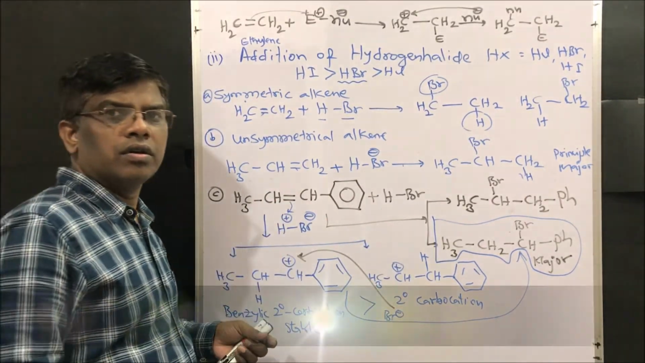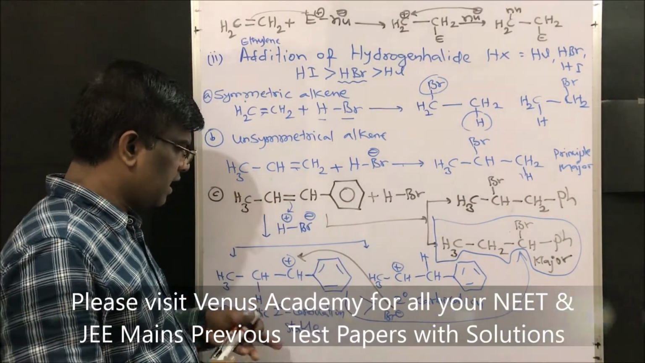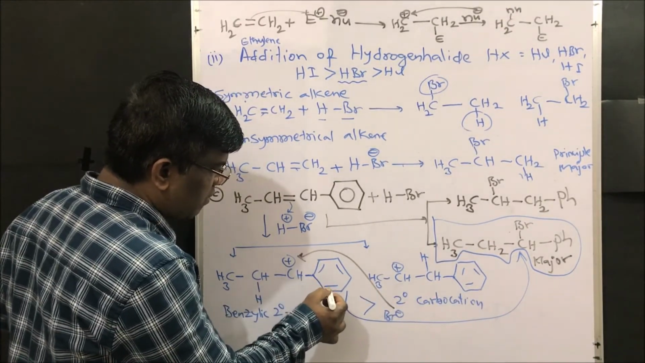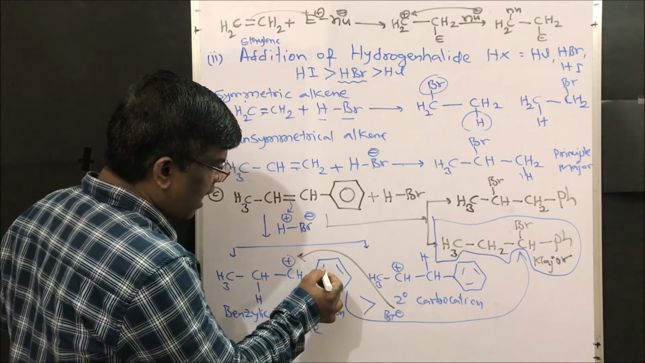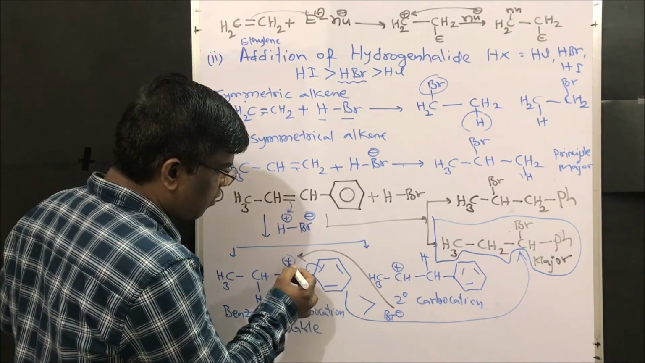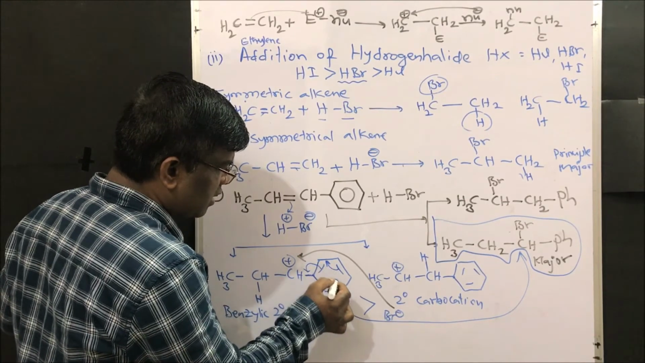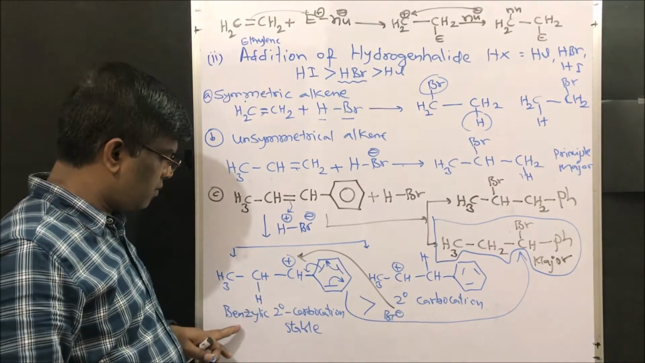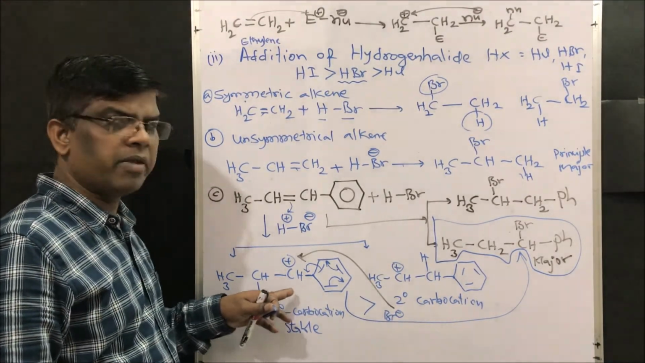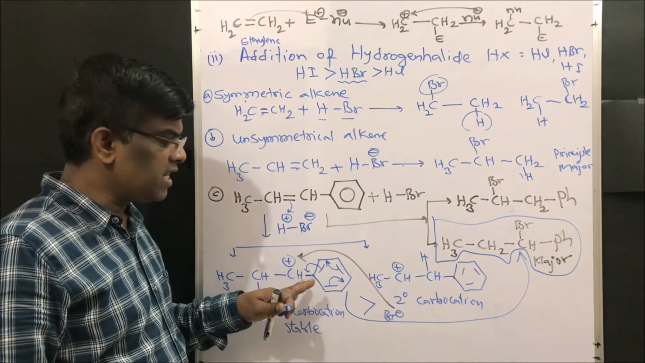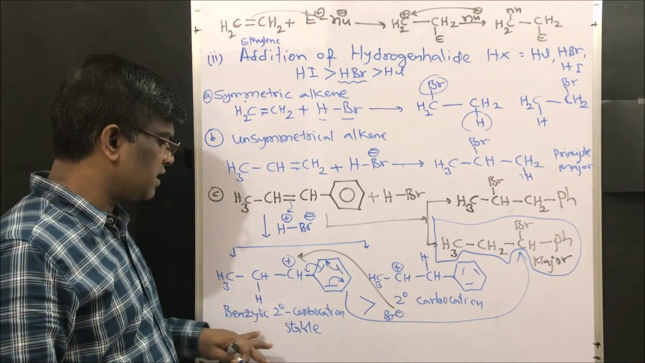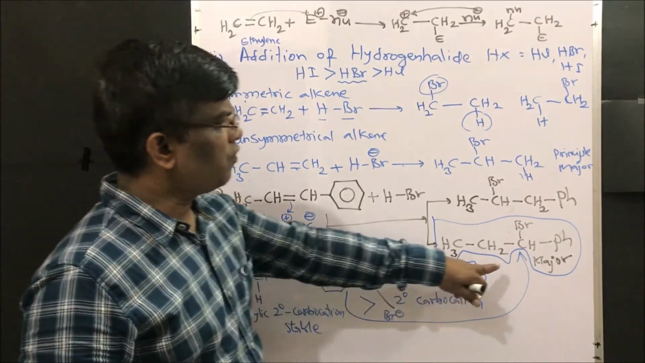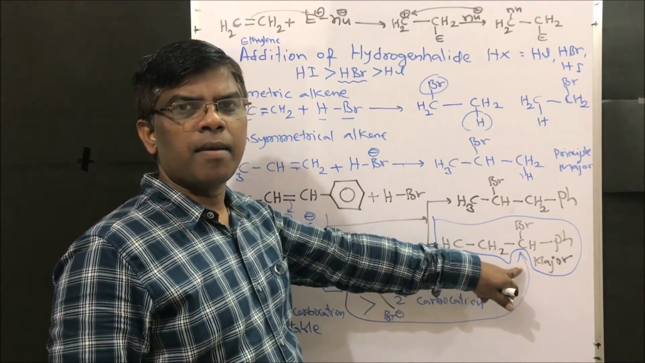Next, you may ask why this benzylic secondary carbocation is more stable. Because of resonance stabilization of benzene. Why is this? It can share this double bond, right? So this is resonance stabilization. Yes, friends, it will be explained in the next chapter. So this benzylic secondary carbocation is more stable because of resonance stabilization of the benzene ring. That is why it will be formed in a major amount, so we are going to get this compound in a major amount.